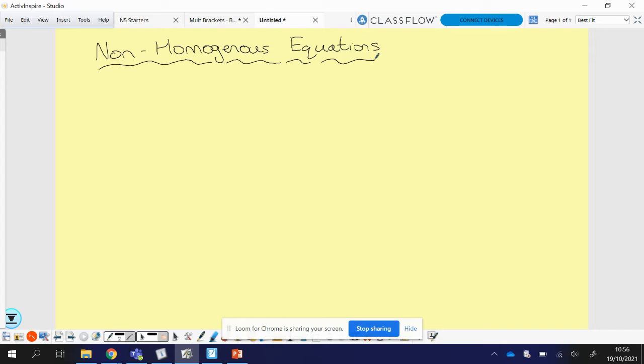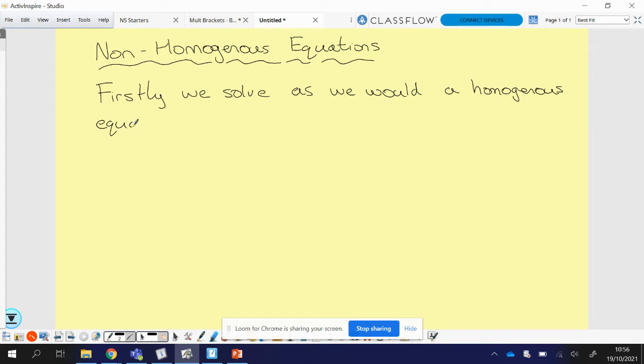Okay. The good thing is that firstly we solve as we would a homogeneous equation. So in other words, the first few steps is we treat it as if it does equal 0 on the right hand side. Okay, which is what we've practiced and what we've seen in the previous lessons. However, that won't give us the general solution anymore, okay, because there will be a bit on the right hand side.